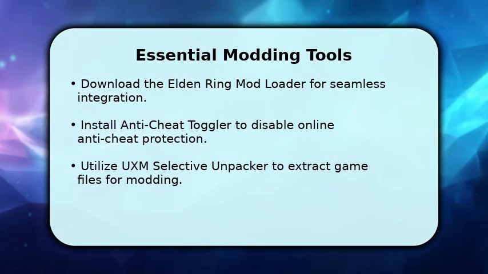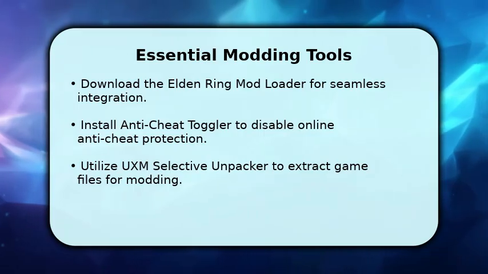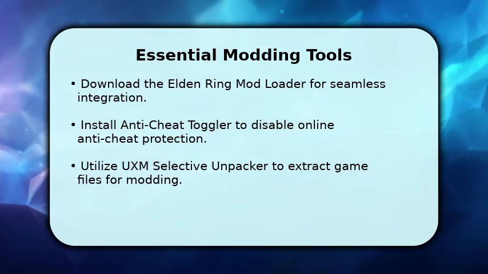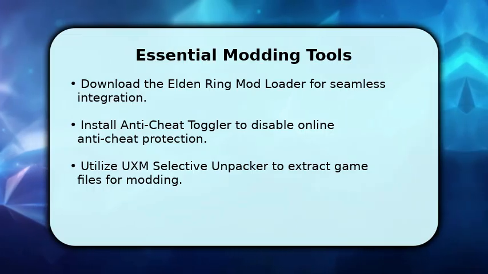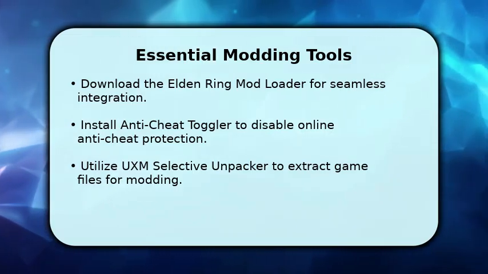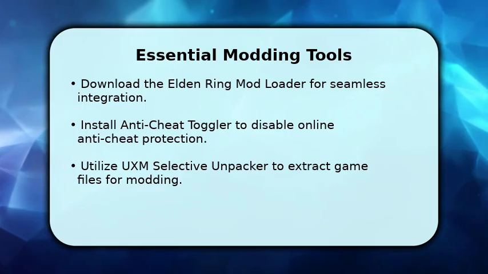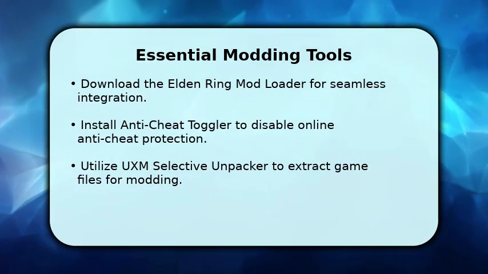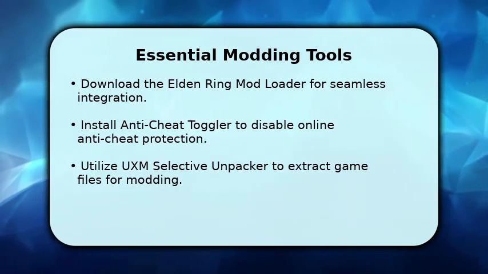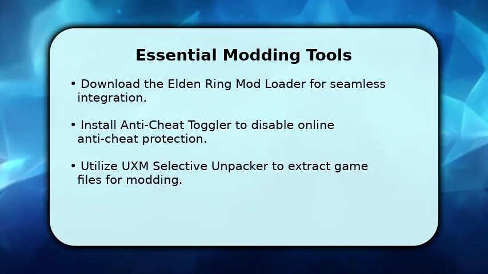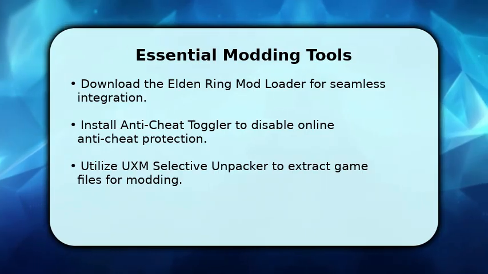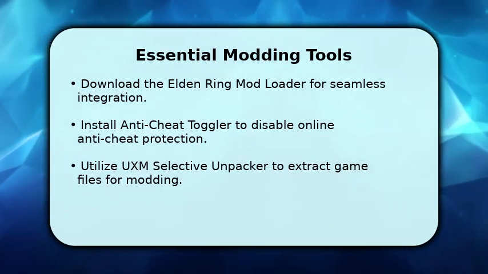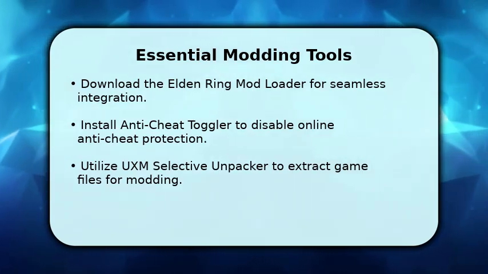To begin modding, you will need a few essential tools. The Elden Ring mod loader is vital for integrating most mods into your game. Next, install the anti-cheat toggler. This disables the game's online anti-cheat, which is necessary for mods to function offline. Finally, the UXM selective unpacker helps extract game files, preparing them for modification. These three tools form the foundation of your modding setup.